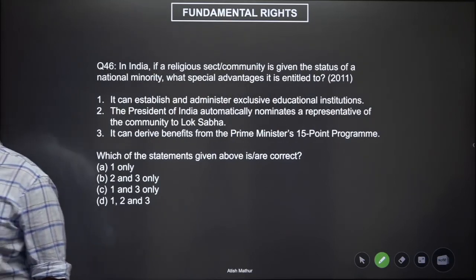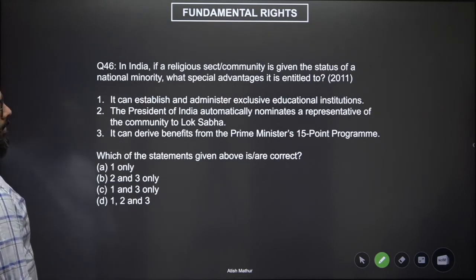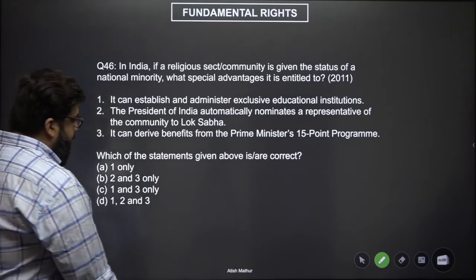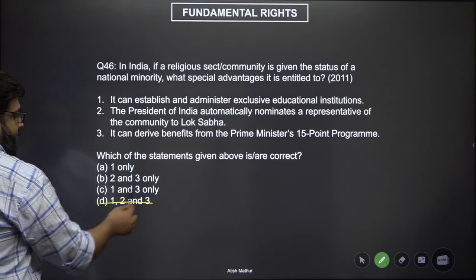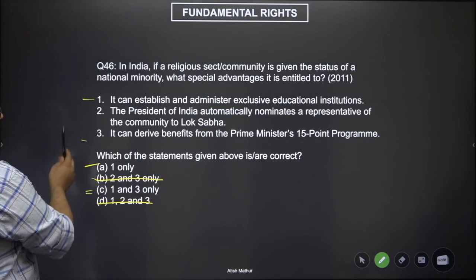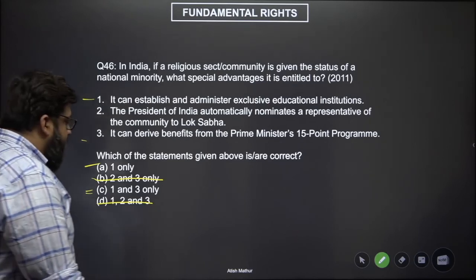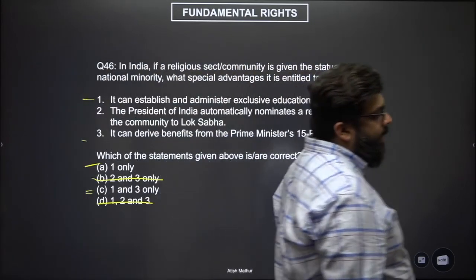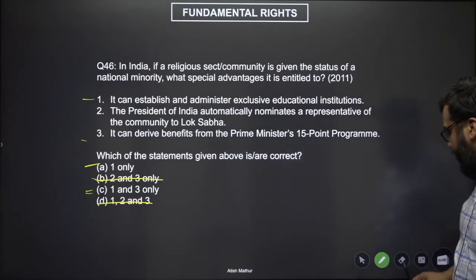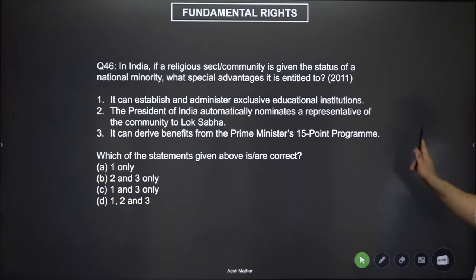Right, now let us see. What is definitely wrong? The President of India can now automatically nominate a representative of the community to the Lok Sabha. So anything which has 2 in it gets eliminated. Now you're left with 1 and 3. So 1 is definitely correct. Is 3 correct or not? Can it derive benefits? Can a scheme have special benefits to a specific community? Yes, why not? So the answer could be 1 and 3. But again, a tough question. It's okay if you don't get it. It's fine. Even I didn't the first time I read it.